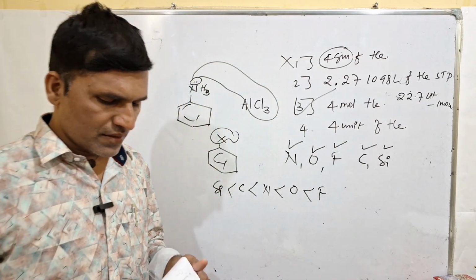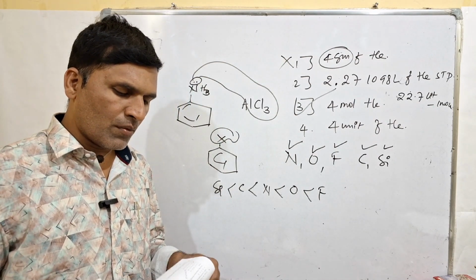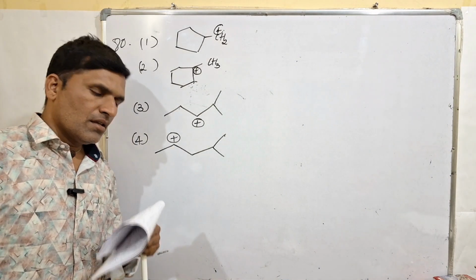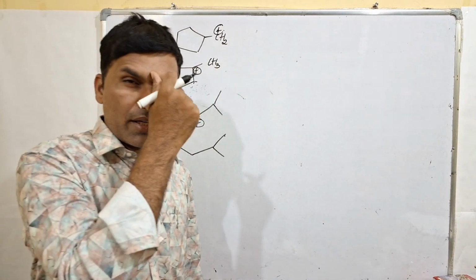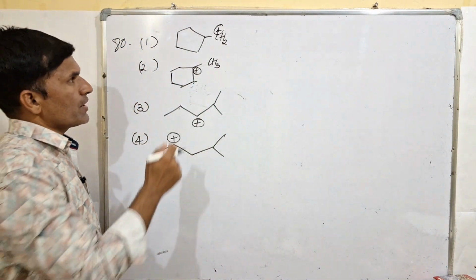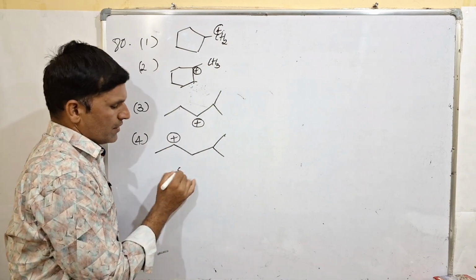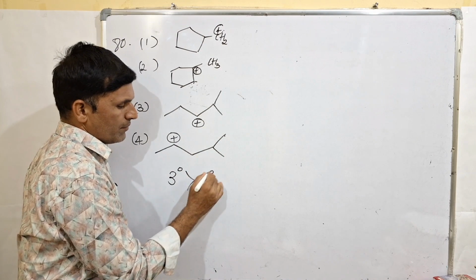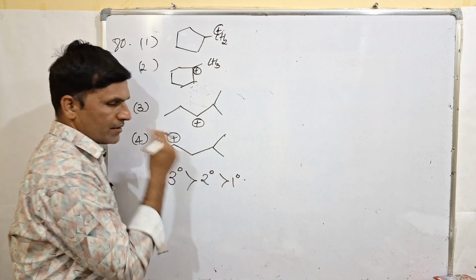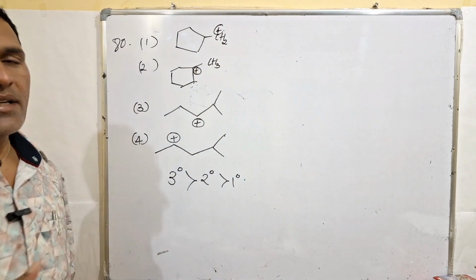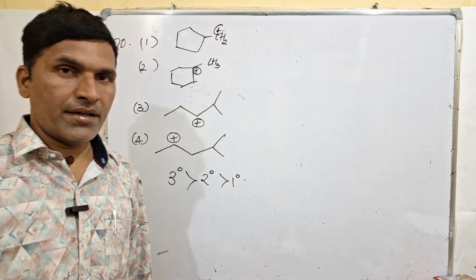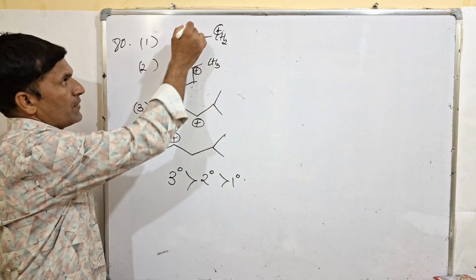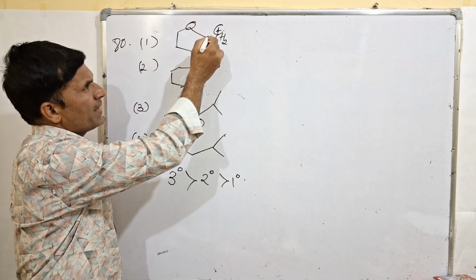So let us move on to the next. The most stable carbocation among the following is. These are the 4 options given. Which among the following is the most stable carbocation is being asked. So therefore you should look into this. We know the sequence. A tertiary alkyl carbocation is more stable compared to secondary, followed by primary. So among these, let us try to identify which is the tertiary carbocation. If it is there, then it will be the right option.